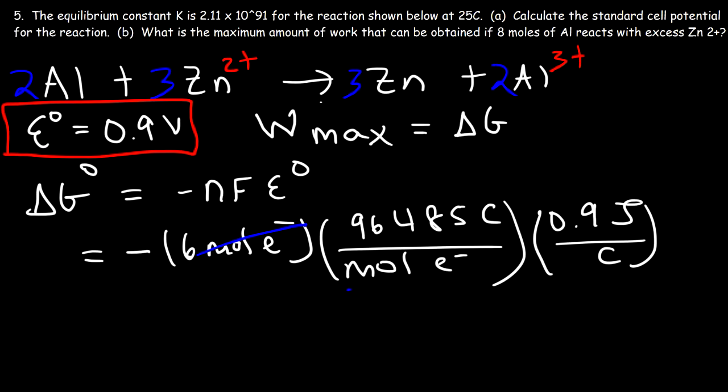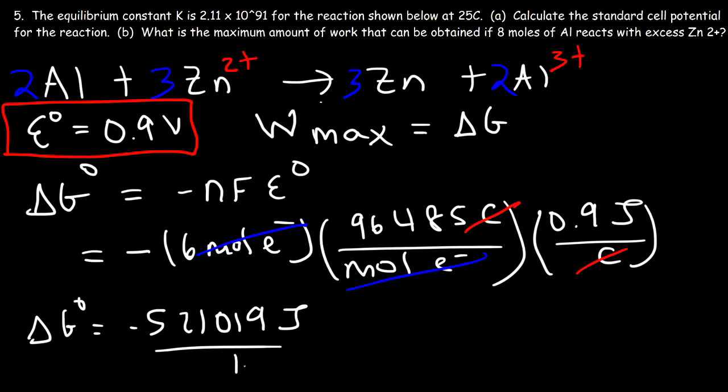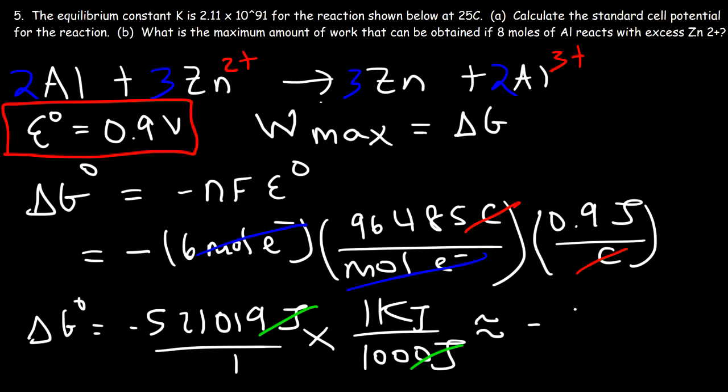So we could cancel the moles of electrons, and we can cancel the unit coulombs. So it's going to be negative 6 times 96,485 times 0.9. And so delta G is equal to negative 521,019 joules. Now let's convert that to kilojoules by dividing it by 1,000. And I'm going to round it. So this is approximately equal to negative 521 kilojoules. And so that value for delta G corresponds to this reaction. So I'm going to write that here.